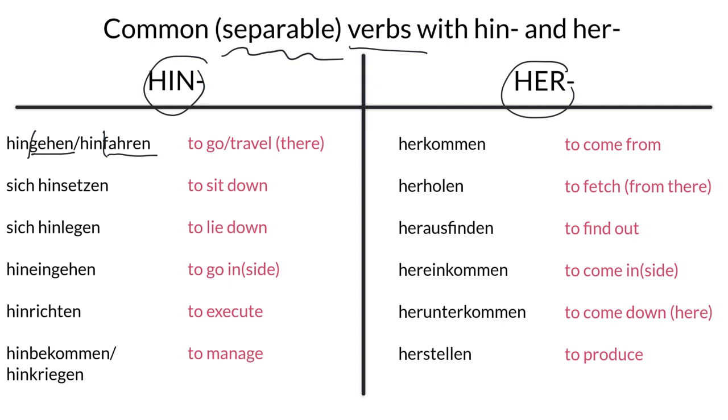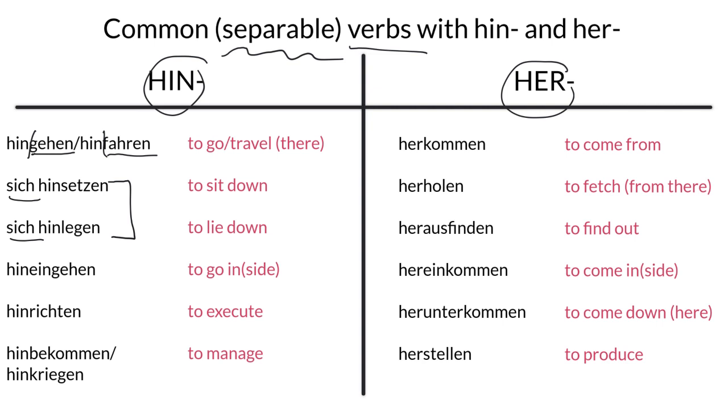Let's have a look at the rest of the example verbs. We've got two reflexive verbs next. Sich hinsetzen and sich hinlegen, to sit down and to lie down. And we're using the hin, if you think about it, because we're moving from a standing up position probably to a seated or a lying position, which is away from where we currently are.